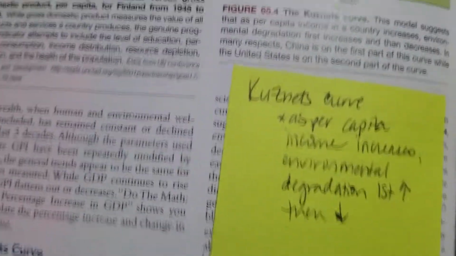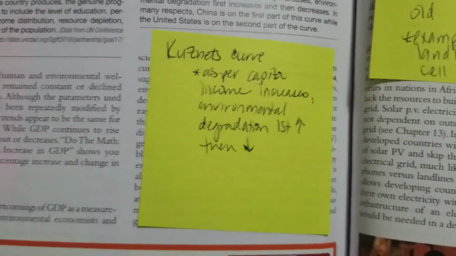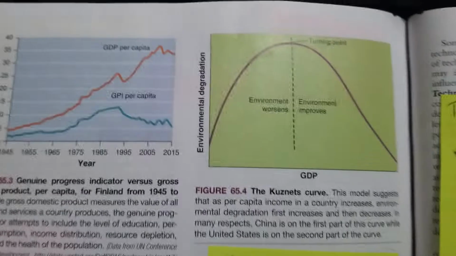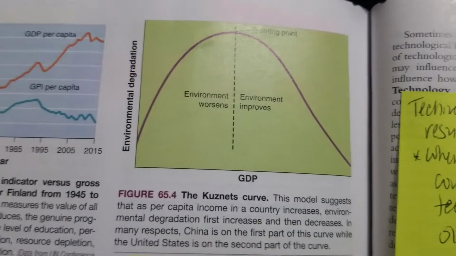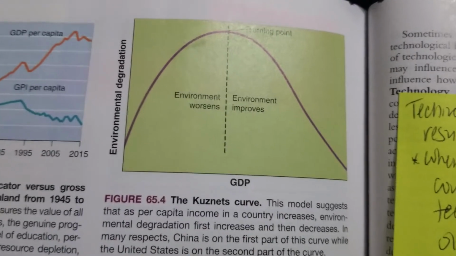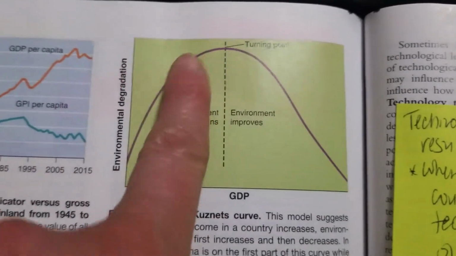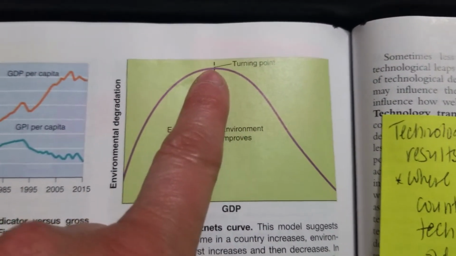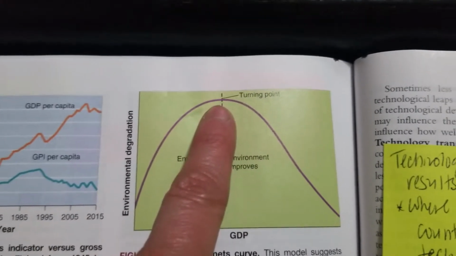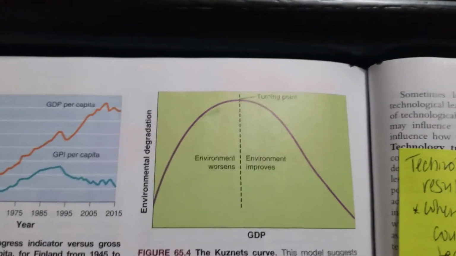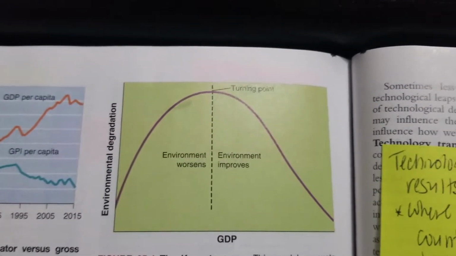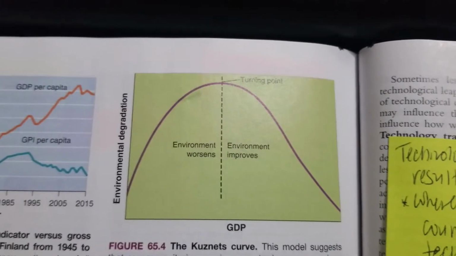All right, so looking at this next page, Kuznets curve, it's up here. And so basically what it's showing is GDP increases, environmental degradation also increases. So the environment worsens as a country is developing. So you can see right up here, and then this is pretty much the developed point. So there's a turning point where as GDP continues, environmental degradation is going to decrease and the environment improves. And so that's what the Kuznets curve is.